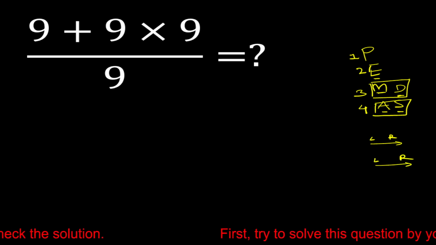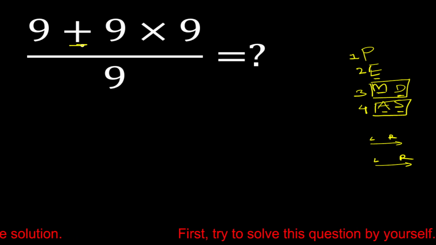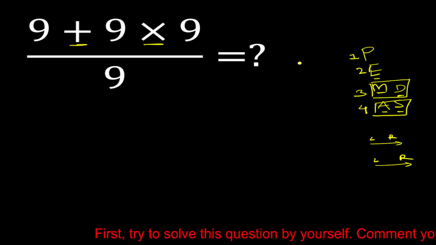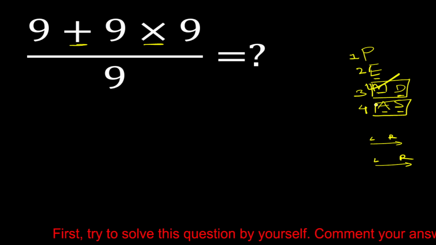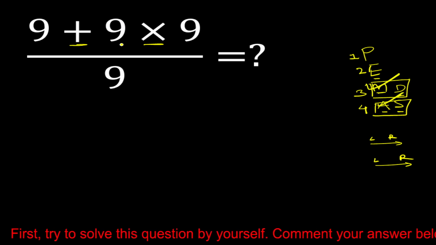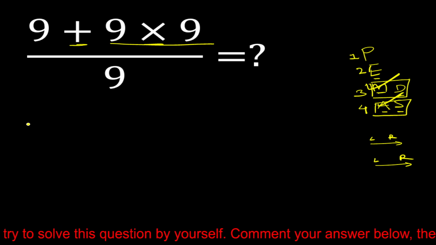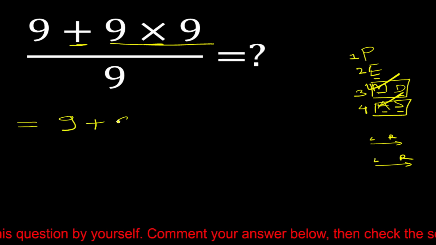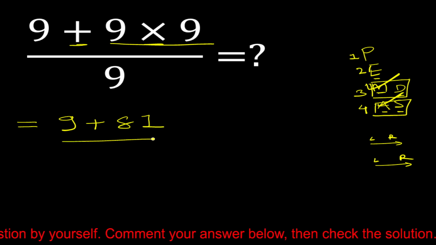Okay, so here is addition and here is multiplication. So according to the PEMDAS, first priority is multiplication, then we have to solve addition. So first we have to solve this multiplication. Okay, so now 9 plus 9 multiply 9 is equal to 81.